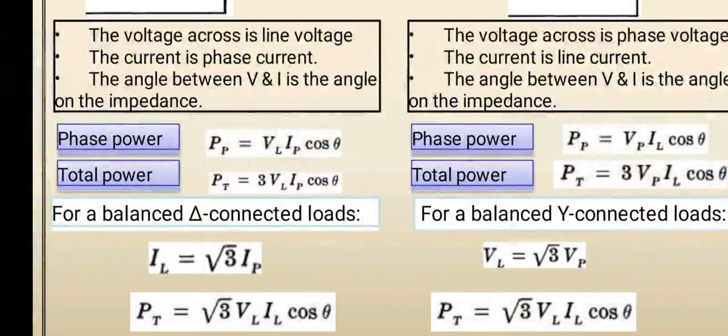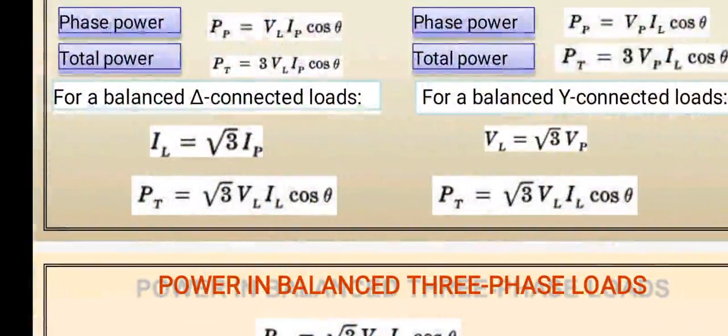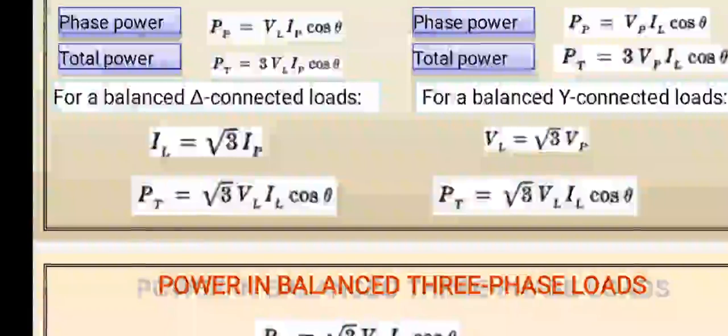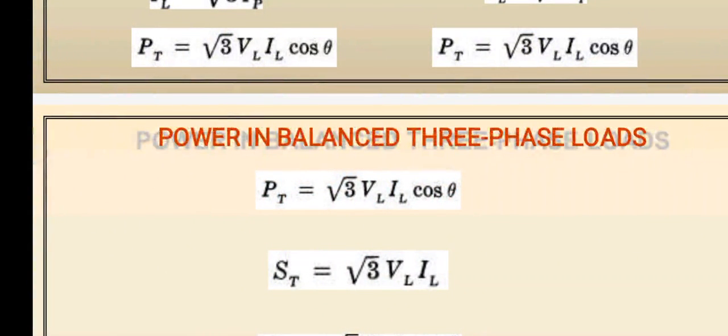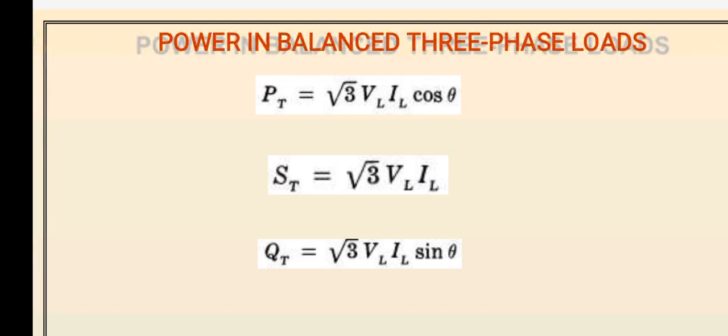Similarly, for a balanced delta connected load and for a balanced star connected load, the current, the voltage, and the total power consumed by the corresponding loads are represented by equations. PT is the total power consumption, ST is the apparent power consumption, and QT is the reactive power consumption.